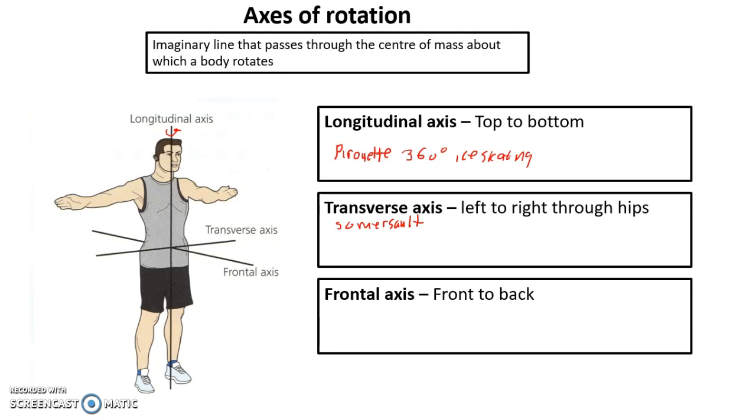The final axis then is this one here, the frontal axis. Basically the frontal axis goes from the front of your body to the back of your body, and that means that you can move in this direction, so you can go round that way. If I consider that front to back, imagine you're twisting that person around it, the type of example you'd be looking for would be something like a cartwheel.